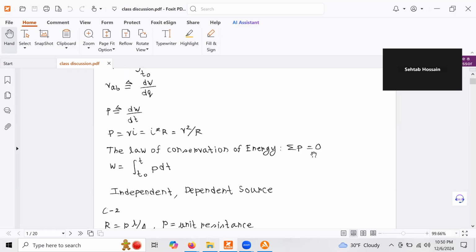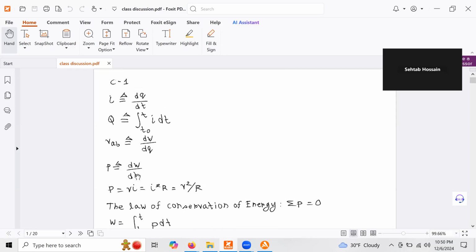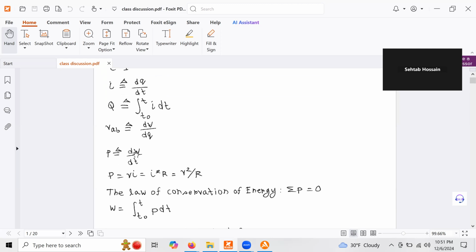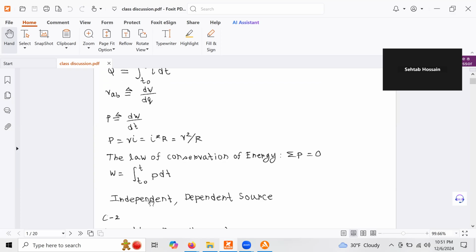And let's talk about the law of conservation of energy. The amount of energy created and the amount of energy changed are equal. That means the summation of all energy will be 0. So what about energy? From the definition of power, power is equal to dW/dt, where W is energy. If we want to get W, we have to integrate power with respect to time, from t0 to t.